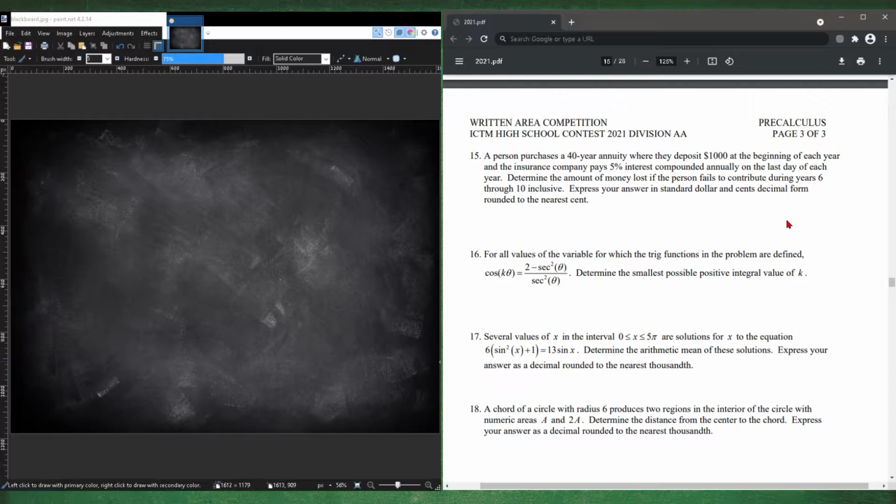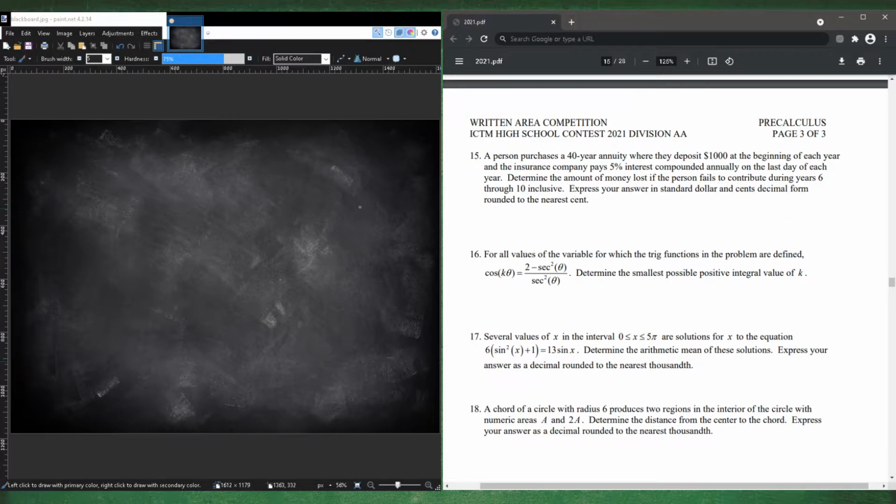A person purchases a 40-year annuity with a deposit of $1,000 at the beginning of each year, and the insurance company pays 5% interest compounded annually on the last day of each year. Determine the amount of money lost if the person fails to contribute during years 6 through 10 inclusive.